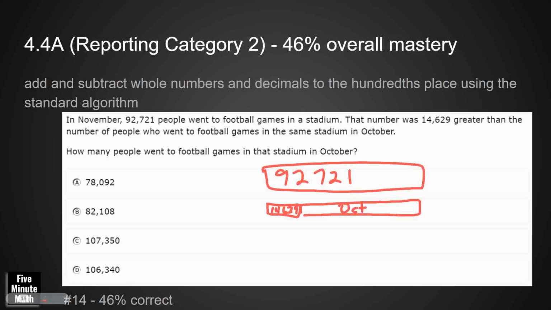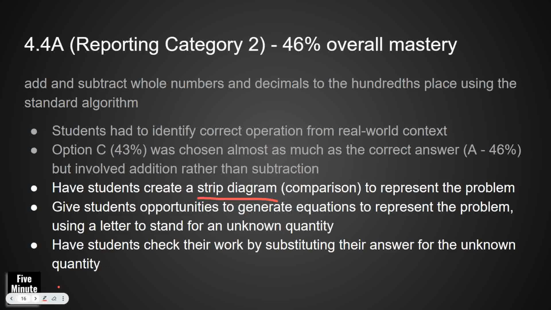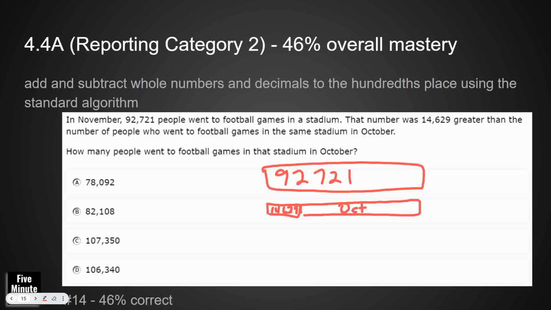That visual representation might have helped some students. And we can kind of compare this with another standard and have them generate these equations and then use a letter to stand for the unknown quantity, right? We could have used attendance A for attendance or something like that, and then check their work by substituting. Because if we were to take this answer right here, how many people went to the stadium in October?